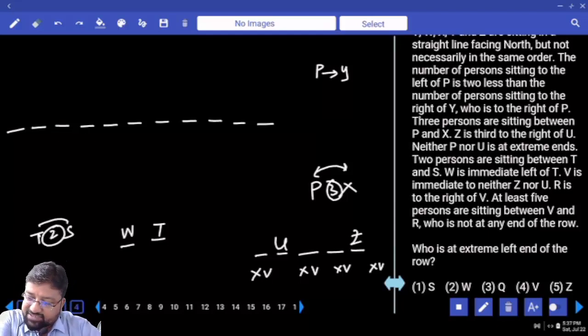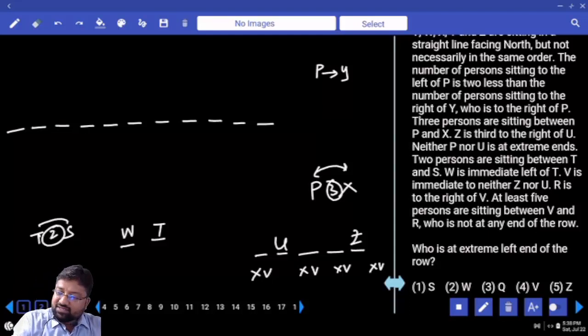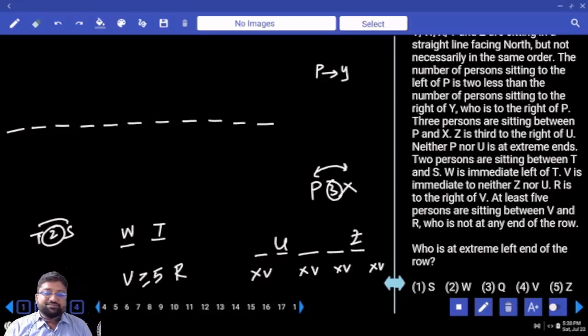Next, at least 5 persons are sitting between V and R. R does not sit at any extreme end of the line. At least 5 persons, minimum 5 persons. Minimum is nothing but greater than or equal to 5. So minimum greater than or equal to 5 people between V and R. Am I done with all the clues? Yes, I'm done with all the clues.